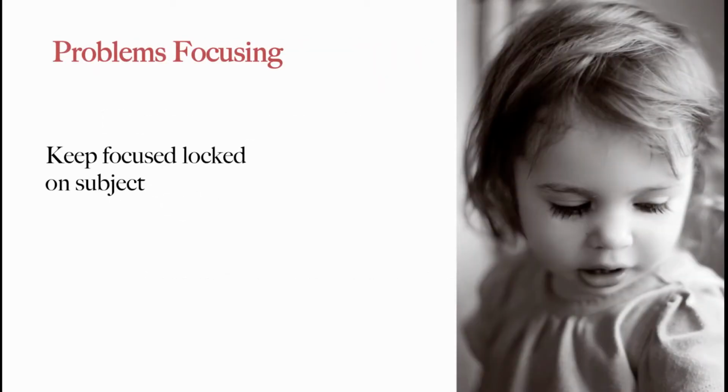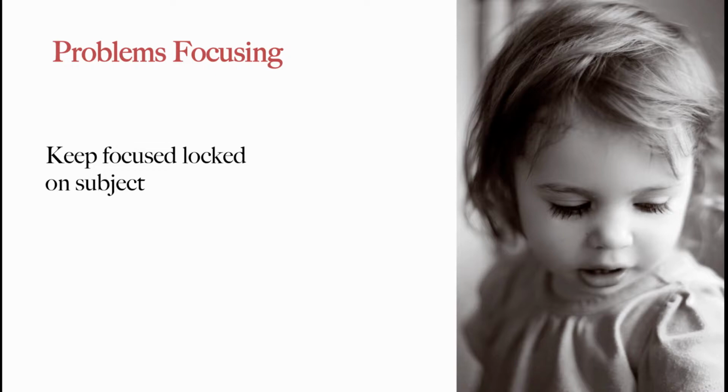Problems focusing. This happens when you want to take a picture of, for example, your child standing in front of the camera, but your camera lens decides to focus on the background instead of on the subject. You can fix this by making sure that you check what you're focusing on before you push the button down all the way to take the picture.